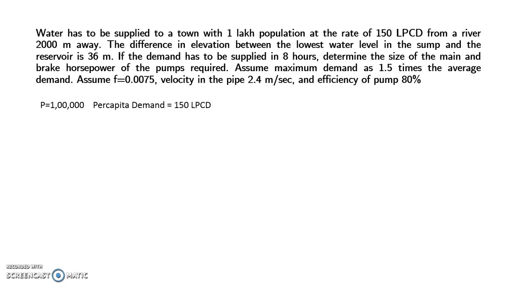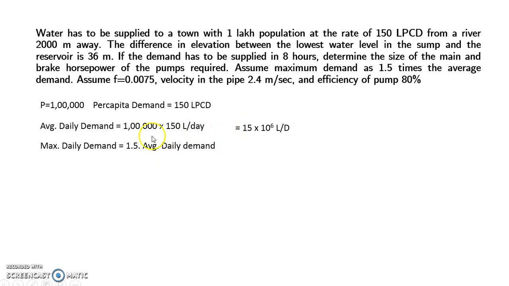Population is 1 lakh and per capita demand is 150 LPCD. Now let us calculate the average daily demand from these two values. It is 1 lakh into 150 liters per day. LPCD is liters per capita per day. So the average daily demand is around 15 into 10 raised to 6 liters per day, or it is 15 million liters daily, MLD, 15 MLD.